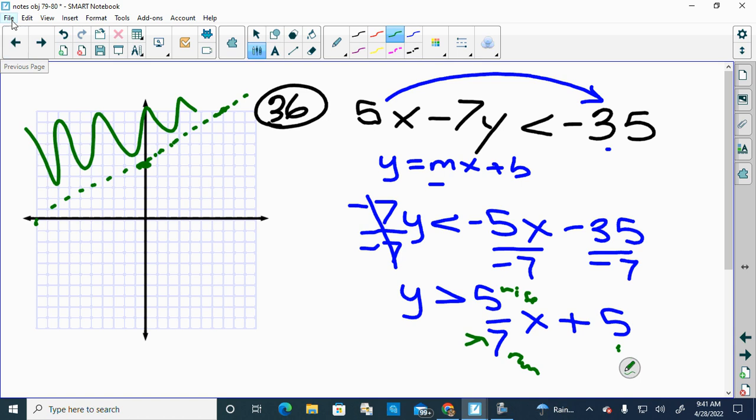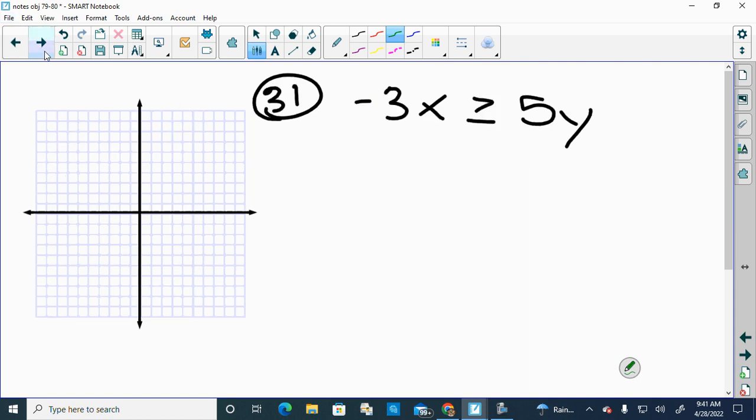You good? Okay, a couple more. We're really just repeating the same thing. It's just that some of these equations look a little bit different, so I want to make sure I do a sample of each.